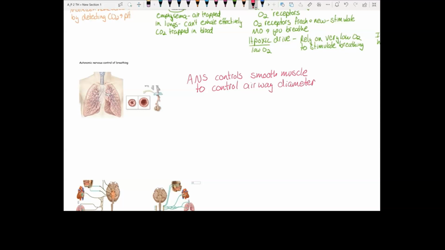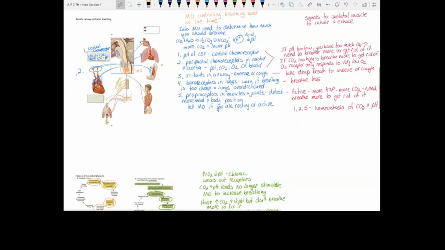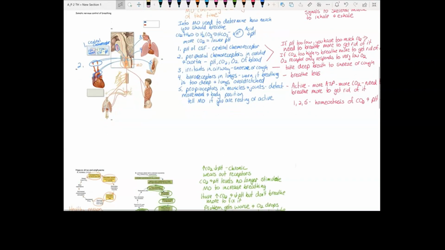So remember, this is going to be how much air you bring in and out with each breath. And it's also controlled by the medulla oblongata. And it uses the same information. So all the stuff we have back up here in blue, the information, you're going to use that same information. So we don't have to go through that again. Just review that blue part with the information you're using.